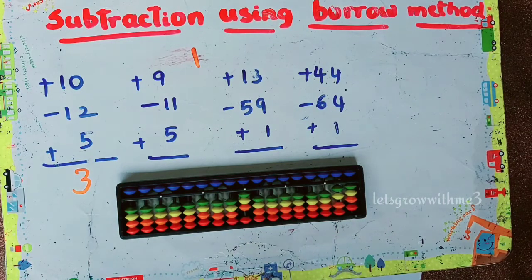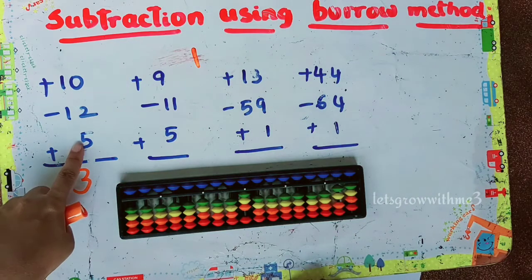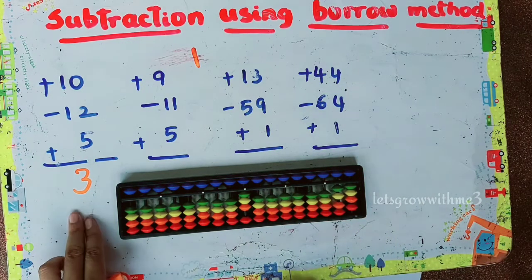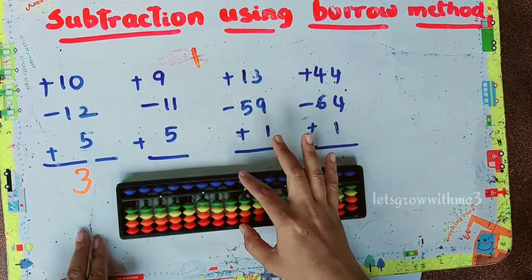Even though we took the borrow value, we still got the answer 3, which is a positive number because our minuend is positive. That's why we got our result as a positive value. Okay, let's solve the next question.